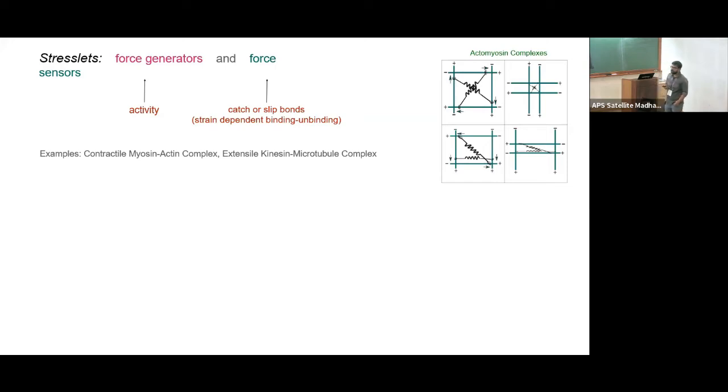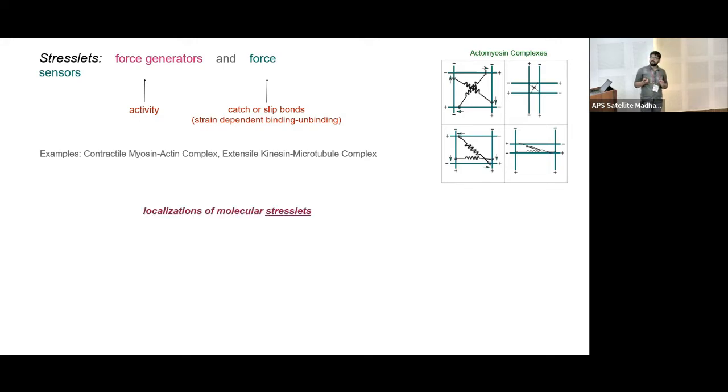We know that inside cells we have various mechanotransducers like various motor filament complexes. Examples include contractile actin myosin complexes and extensile kinesin microtubule complexes. These motor filament complexes act both as force generators through activity and also as force sensors. The force sensing ability comes from their presence as either catch or slip bonds through strain dependent binding unbinding onto the meshwork. This dual activity of these mechanotransducers, we are calling these elements stresslets.